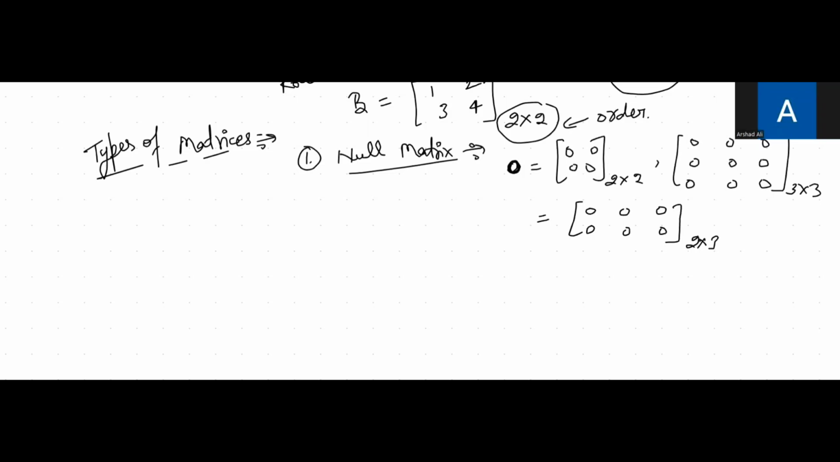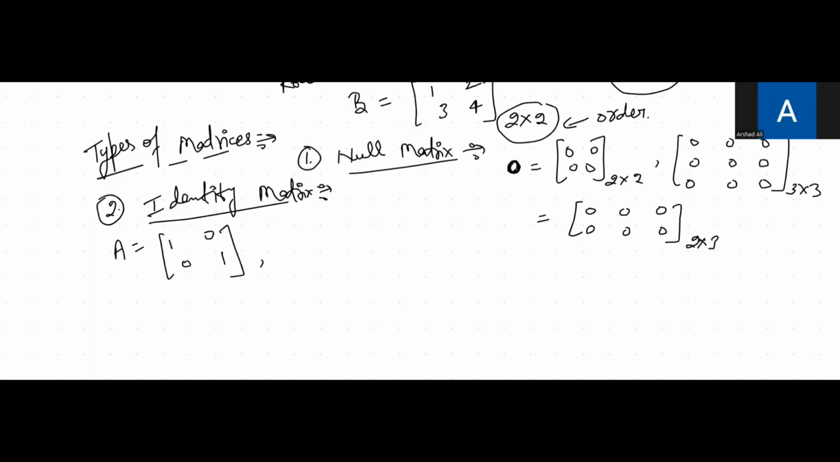Now the second type, identity matrix. What is an identity matrix? If we have a matrix in this form, 1, 0, 0, 1, it is an identity matrix. Another example we can take is 1, 0, 0, 0, 1, 0 and 0, 0, 1. Here 3 cross 3, here 2 cross 2.